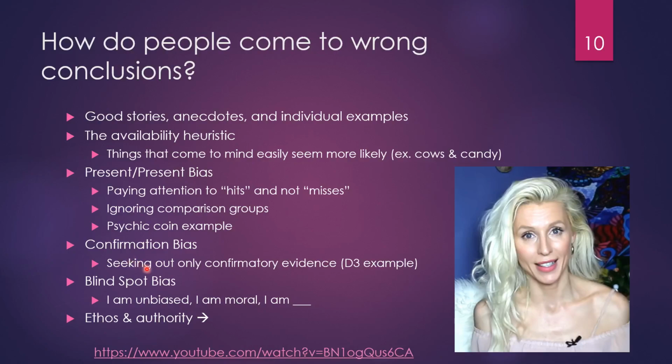Blind spot bias, another really easy one. It's very easy to ignore information, and especially it is easy to feel as though you are right, or that you are good and that you wouldn't be affected by any one of these issues in the back. Lastly, ethos and authority. This is the idea that it's easy to believe ideas that come from someone who seems trustworthy.